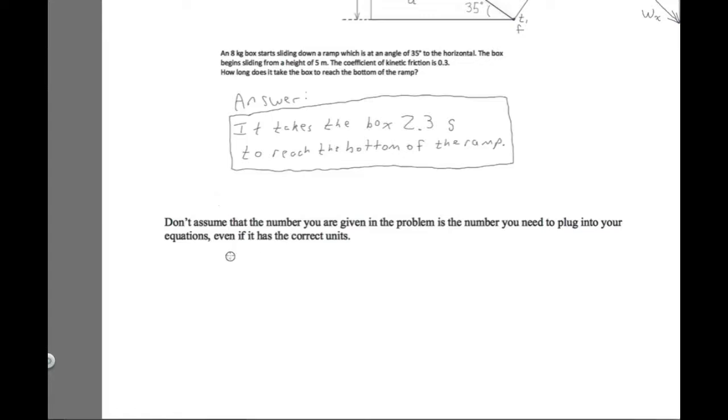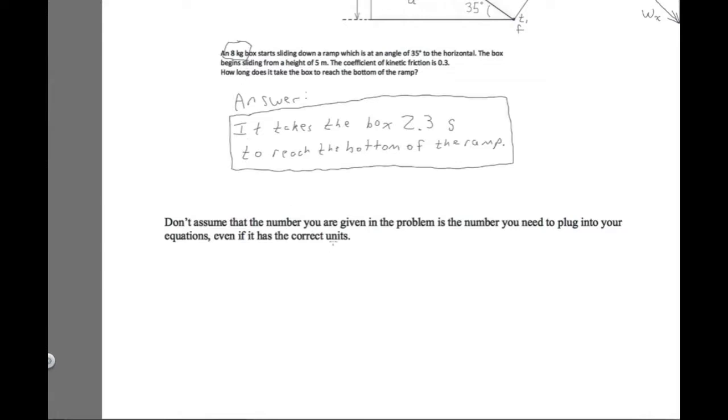So here's a more explicit way of writing that out, including the fact that even if a number has the right units, it might not be the right number to plug into your equations. Now, of course, some numbers are the correct numbers to plug into your equations. This number has the correct units for mass, and if you think about it, this is the correct number to plug in for the mass of the box. So we're just saying don't assume, think about it. Think about whether each number is the right number to plug in for a particular variable.